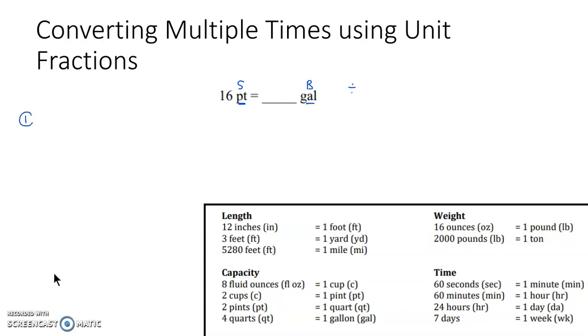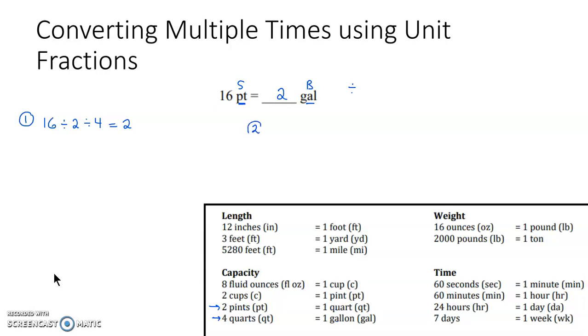In our first method, we're going to take 16 pints divided by, and we look here and we see that pints has to go to quarts, and then quarts has to go to gallons. So to get to gallons, we have to convert twice. We're going to divide here by 2 and then divide again by 4. So 16 divided by 2 is 8, and 8 divided by 4 is 2. So we're going to get 2 gallons from 16 pints.